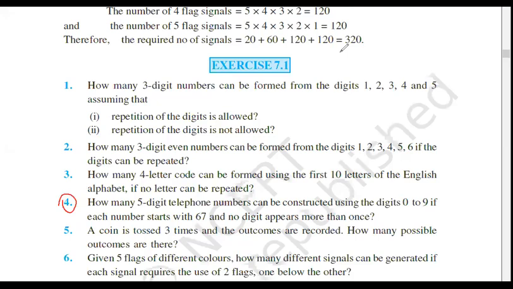Yes, very good. I'm getting answers. Okay, yes, very good. So let's see how many 5-digit telephone numbers. See, it is telephone numbers. So it doesn't matter if 0 is used at the first place or last place. It is your telephone number, right?